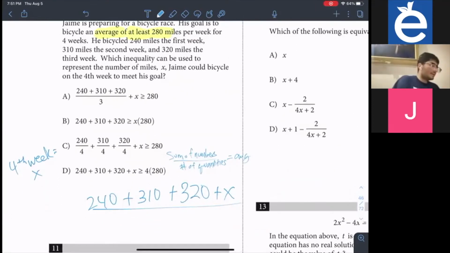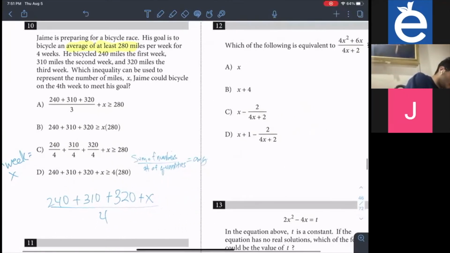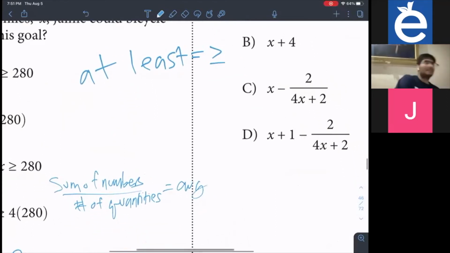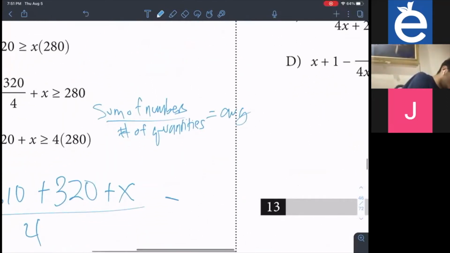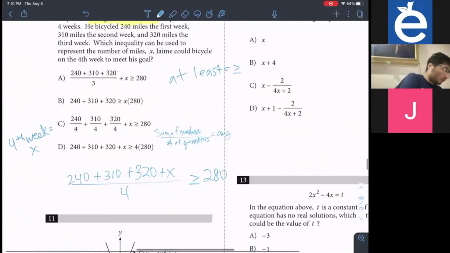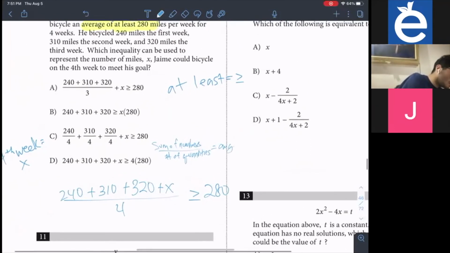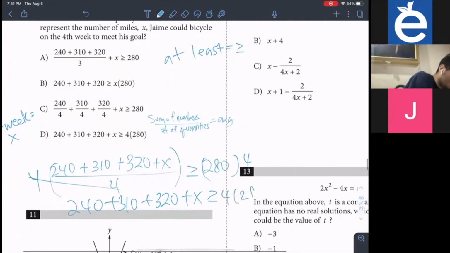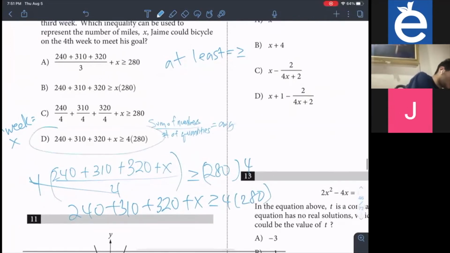And then how many quantities are there? 4. And it has to be at least. At least means greater than or equal to, because that's the bare minimum that you need. So there would be at least 280. So since this is not an answer choice, we have to see what is the next possible answer choice. So we can multiply everything by 4. We can get 240 plus 310 plus 320 plus x is greater than or equal to 4 times 280, which is a possible answer choice, choice D.